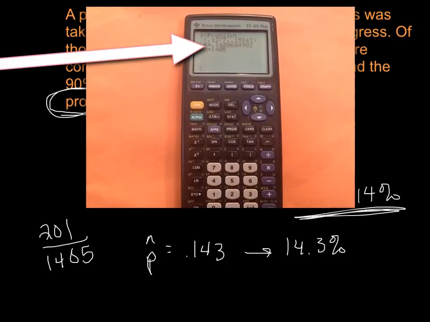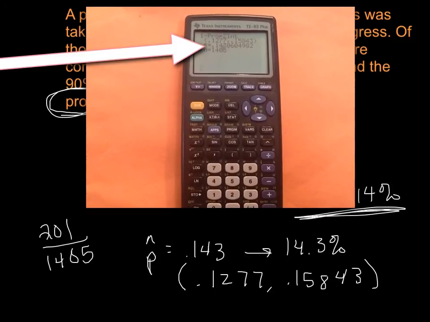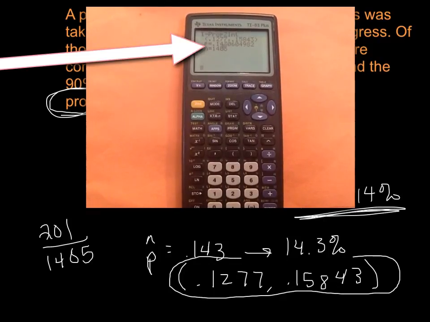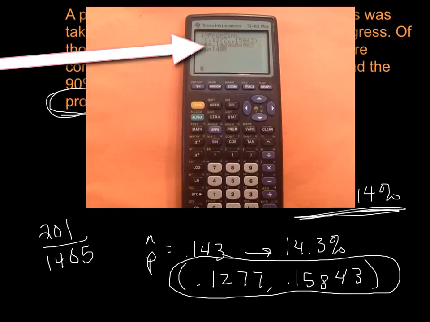So up in parentheses, my confidence interval says 0.1277 and 0.15843. If I was writing a research paper or a public opinion paper for a political science class, I would convert those to percentages, and I would say about 12.7 or 12.8% to 15.8%. But for us, when you're writing confidence intervals, you can just leave them in decimal form. But it basically tells you the whole population falls between these two percentages.